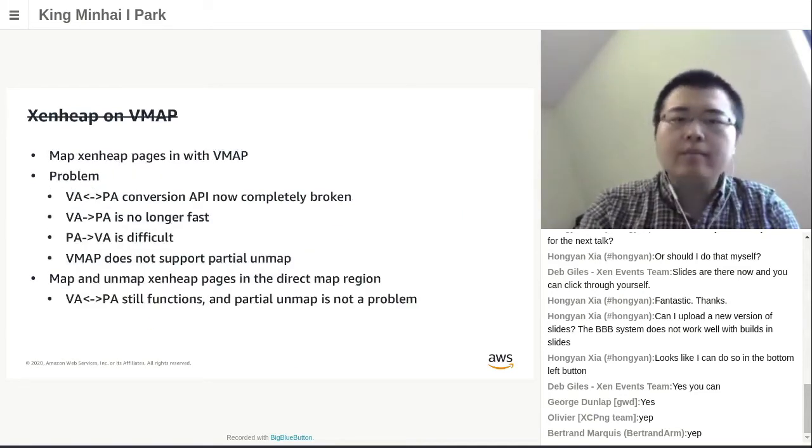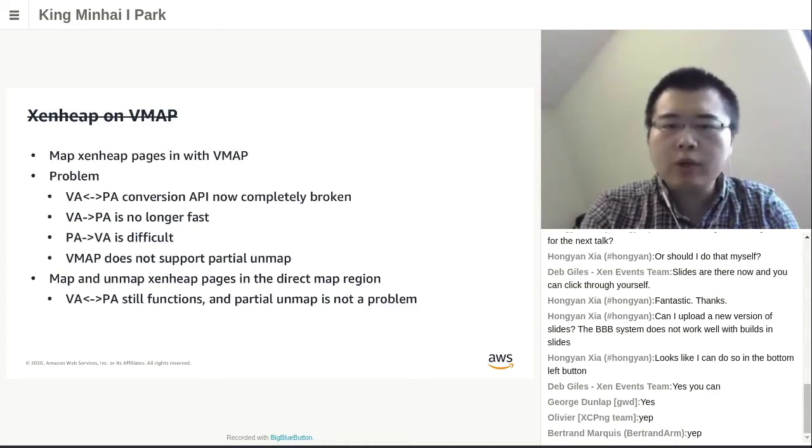The next item is in last year's Xen Summit proposal: because the direct map window is gone, we still need to have a Xen heap somehow. And naturally, the choice is to implement Xen heap pages on VMap, because VMap is also globally mapped. Naturally, that becomes a choice for us. But when I try to implement this idea, there are quite a lot of problems.